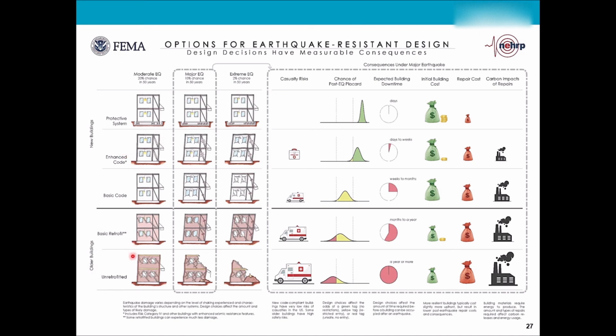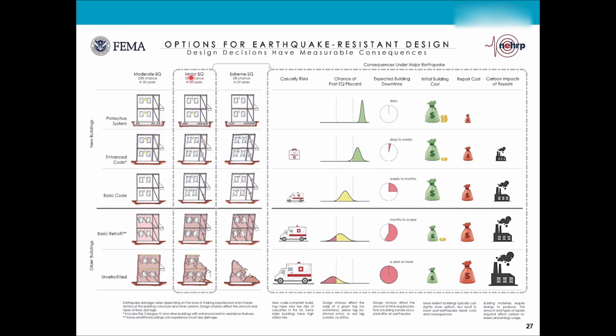Now for each of them, they have an unretrofitted old building or a basic retrofitting of an old building. You can see some braces are added. Now a basic code design for a new building or an enhanced code design, you can see some BRB braces are added to the building instead of normal braces, or a protective system like a base isolator, as you can see at the bottom of the building.